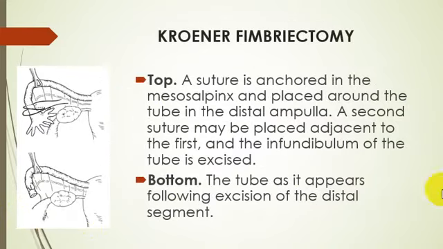In fimbriectomy, a suture is anchored in the mesosalpinx and placed around the tube in the distal ampulla. A second suture again may be placed adjacent to the first, and the infundibulum of the tube is excised. So this portion is excised and goes away, and this is the end result. The fimbriated portion is gone, only this medial portion of the entire tube is there. So this is the tube as it appears following the excision of the distal tube. Since the ovum cannot enter and this is blocked, fertilization will not occur.